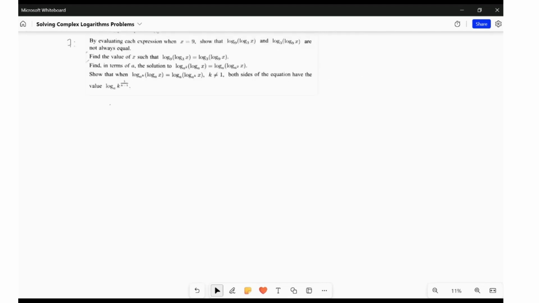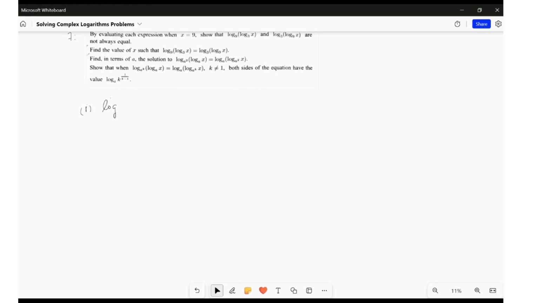Now let's take one last problem for today's video. So this is again simple. Just the last part may face some problems. Now in the first part, we have: by evaluating each expression when x is equal to 9, show that these are not always equal.